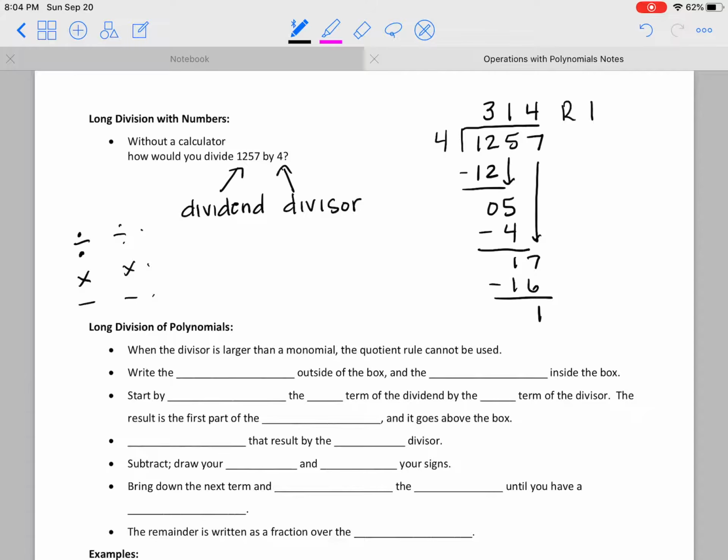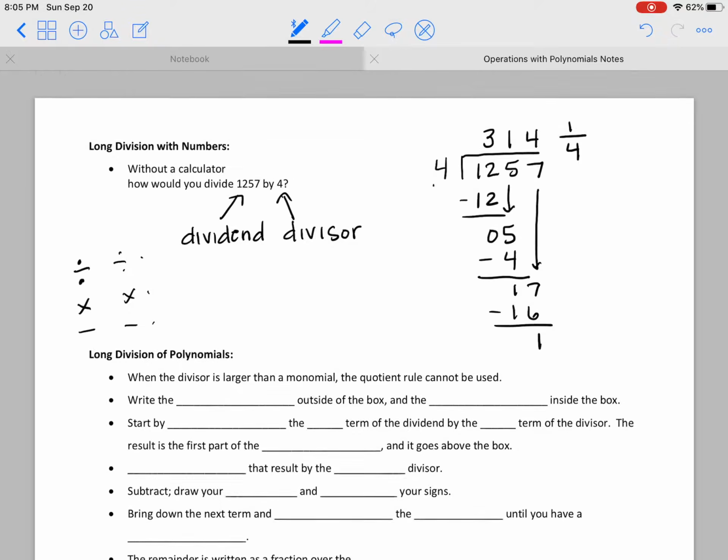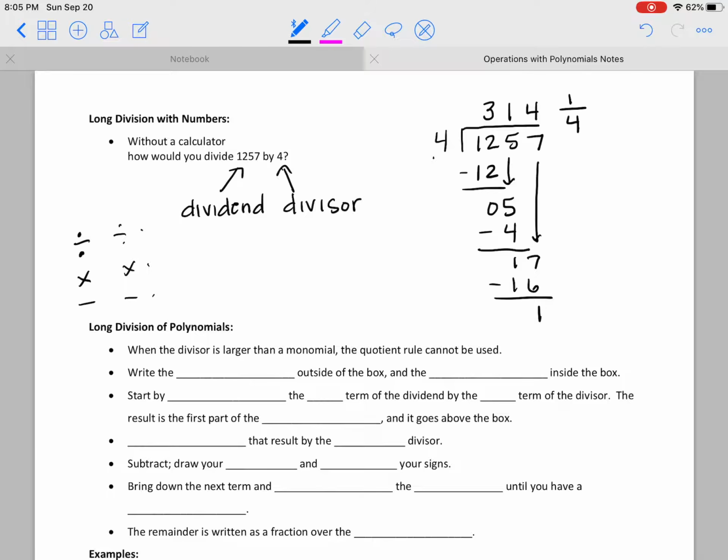So some of you might be thinking, oh, we'll just put an R1. I think when you first learned this, maybe 4th, 5th grade-ish, we do that, but that's not technically the correct way to write the remainder. The remainder of 1 is written as a fraction over the divisor of 4. So 3/14 and 1/4 would be our correct quotient. That is the answer here.